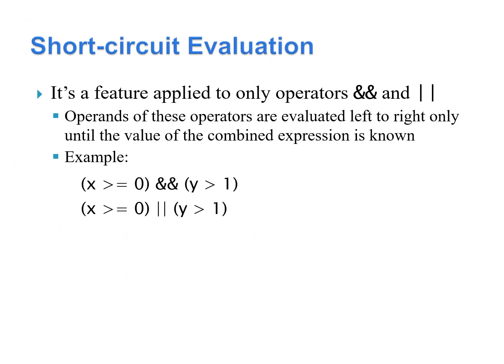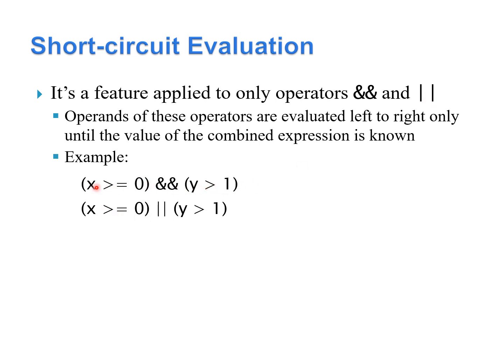The logical AND and logical OR operators have another feature called short circuit evaluation. This feature mandates that operands of these operators are evaluated left to right only until the value of the combined expression is known. So not both operands of this operator are always evaluated. That's why these two operators are also called conditional AND and conditional OR operators.